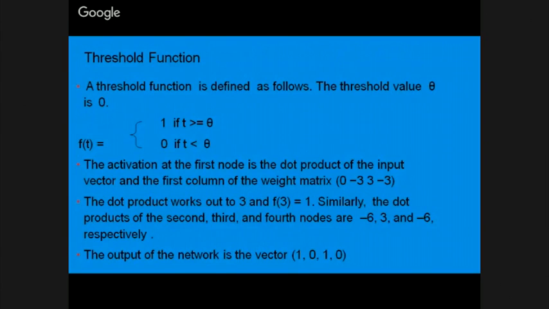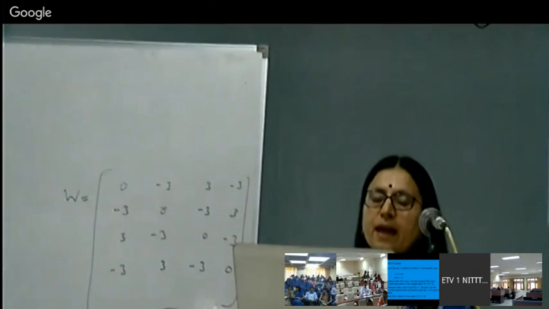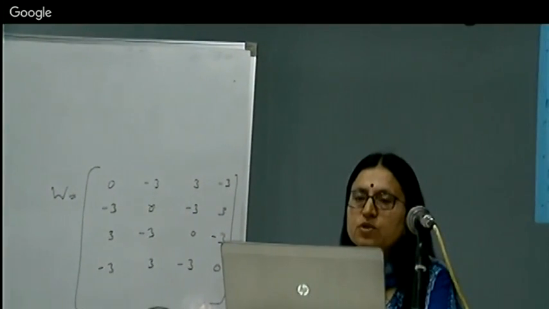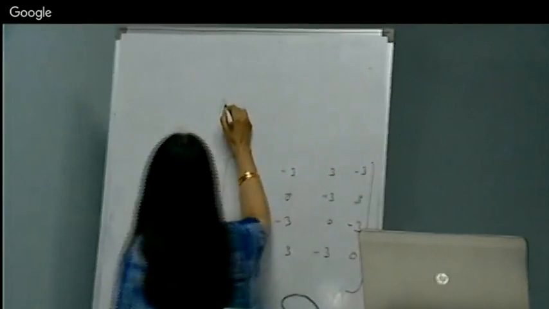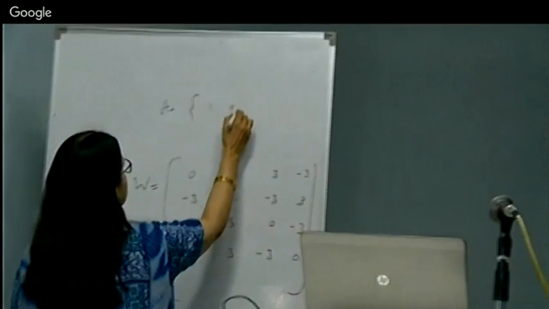Because for the first neuron, it is the first column which is coming into it. The inputs are coming into the first neuron through the weights W21, W31 and W41. So we will use the first column of the weight matrix, which is 0, -3, 3, -3, to get the activation at node 1. So if we apply the first input vector, which is A, and the first input vector was 1 0 1 0.